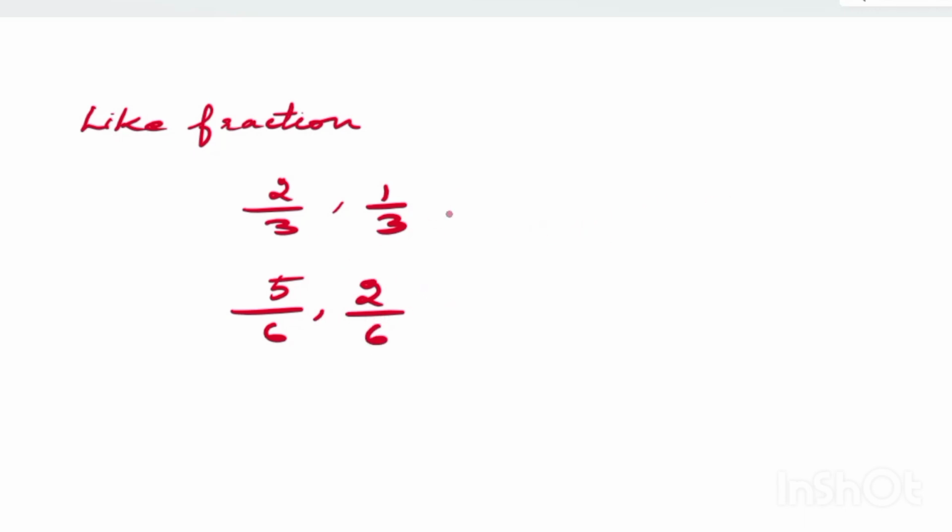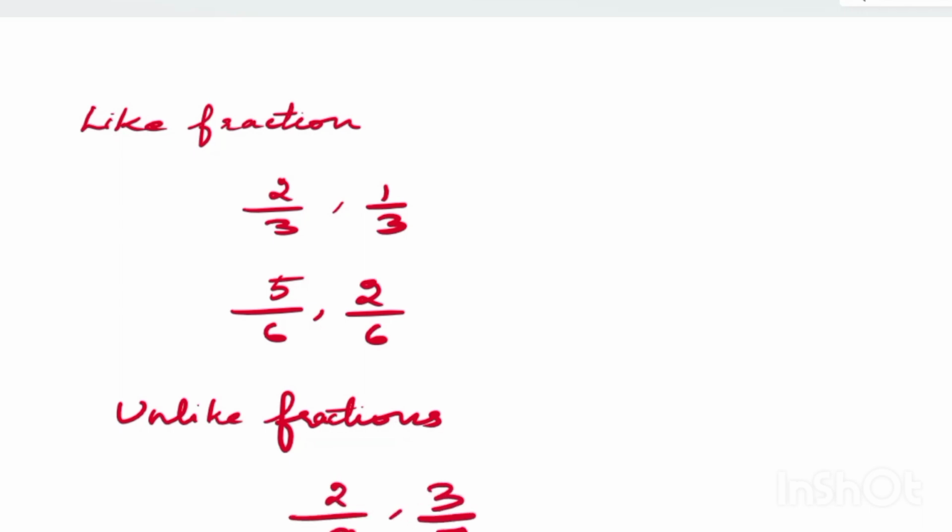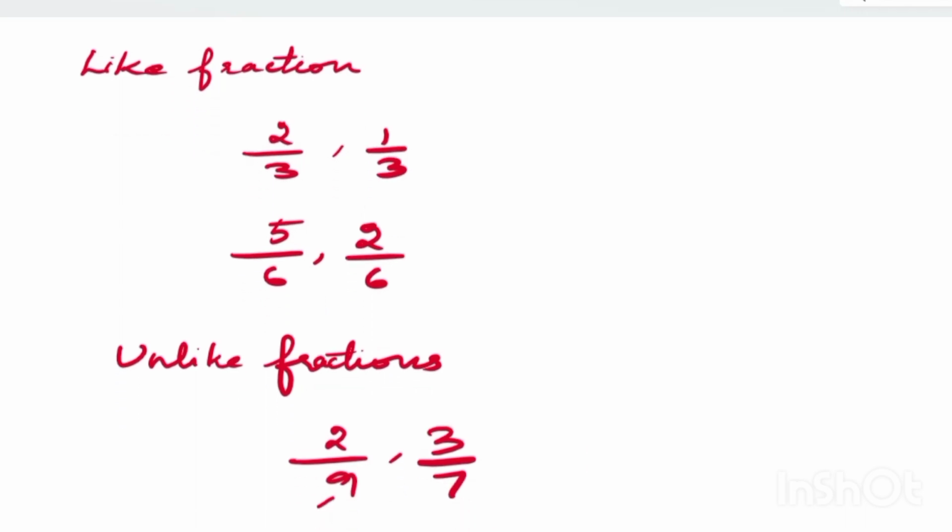So what are unlike fractions? When the fractions have different denominators. For example, 1 by 3 and... So what are called unlike fractions? The fractions which have different denominators are called unlike fractions. For example, unlike fractions can be 2 by 9 and 3 by 7. The denominator here is 9 and the denominator here is 7. These are called unlike fractions, okay?